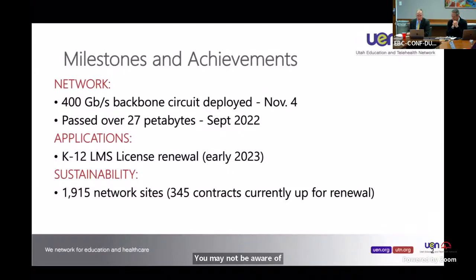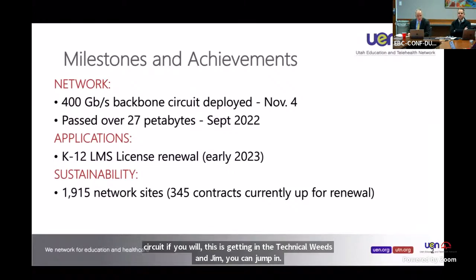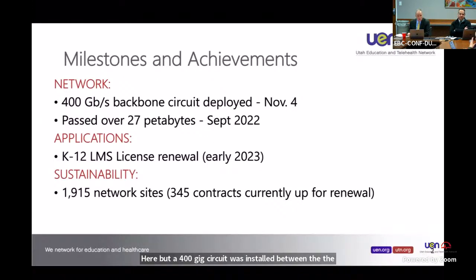I think a very significant one, the network, there was installed a switch or circuit, if you will. This is getting in the technical weeds, and Jim, you can jump in here, but a 400 gig circuit was installed between the downtown data center and where we connect out to the internet. I think this is one of 3 in the country, and a very big one, but also is in working to keep up with the demand of the network. So that was a big milestone for the network itself. It doesn't get a lot of visibility, but over the years, I think it's been maybe 10 or 15 years that we were talking about 10 gig, and here we are now at 400 in such a short amount of time. It only conveys what we try to anticipate for the future.